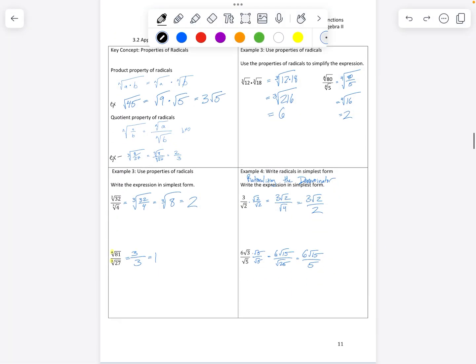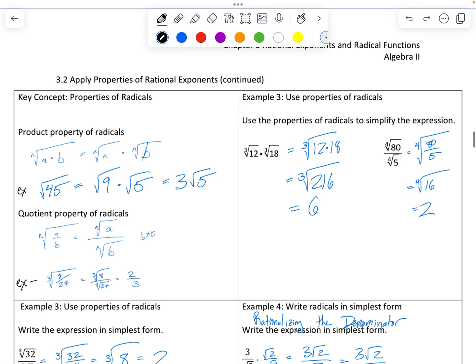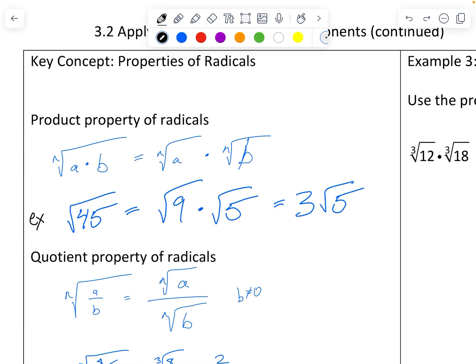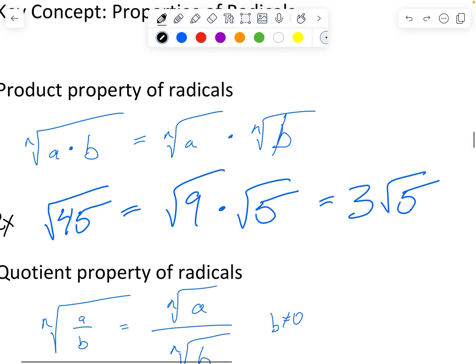Page 11. Two more products of radicals. The nth root of a times b is the nth root of a times the nth root of b. For example, you've seen this with square roots. Remember, if there's no number written in there, it's an implied 2. You don't need the 2. If you put it in, that's fine. You'll never see it there unless you want to write it.